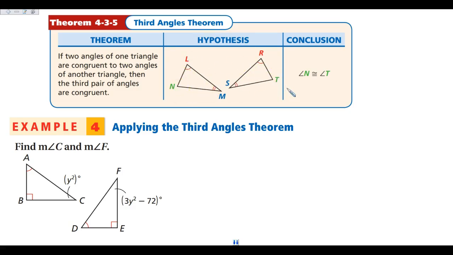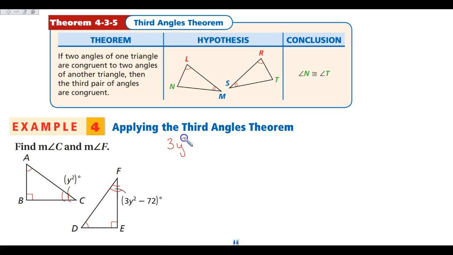All right, so that's what this theorem is saying: if we know two pairs of angles are congruent in two triangles, then our third pair is the same. So if we look here, I know both of these are right triangles, so that's one pair of angles congruent, because remember we have that theorem that says that all right angles are congruent. I also know angle A is congruent to angle D. So from here I can say that angle C and angle F are going to be congruent. So I can set them equal to each other.